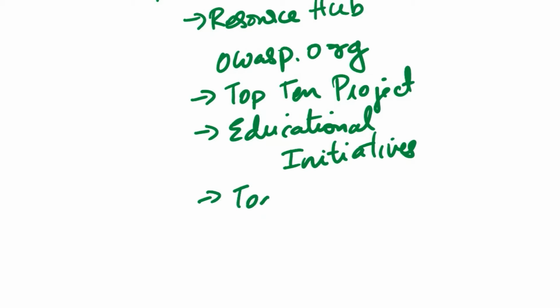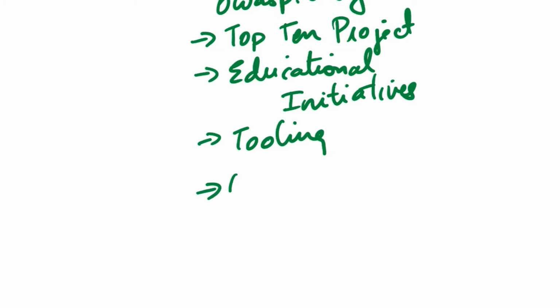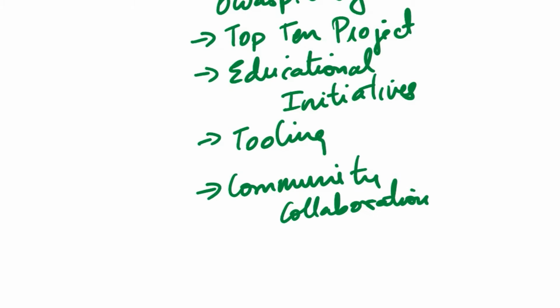Next one, tooling. OWASP maintains and supports a variety of security tools that assist in identifying and mitigating web application vulnerabilities. These tools are open source and widely used in the security community. Next one, community collaboration. OWASP fosters collaboration among security professionals, developers, and organizations to share expertise, develop solutions, and drive improvements in web application security practices.